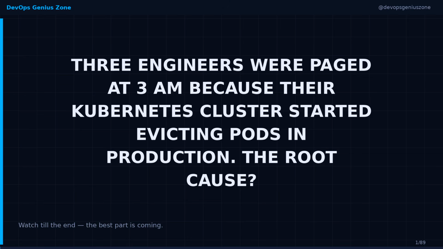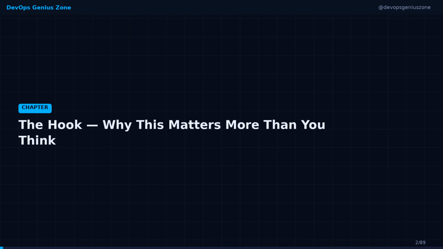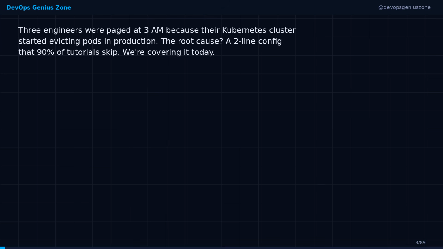Three engineers were paged at 3 a.m. because their Kubernetes cluster started evicting pods in production. The root cause? A two-line config that 90% of tutorials skip. We're covering it today.